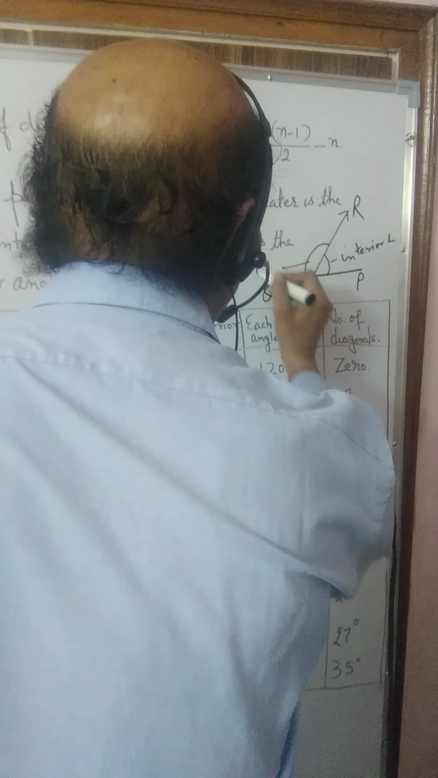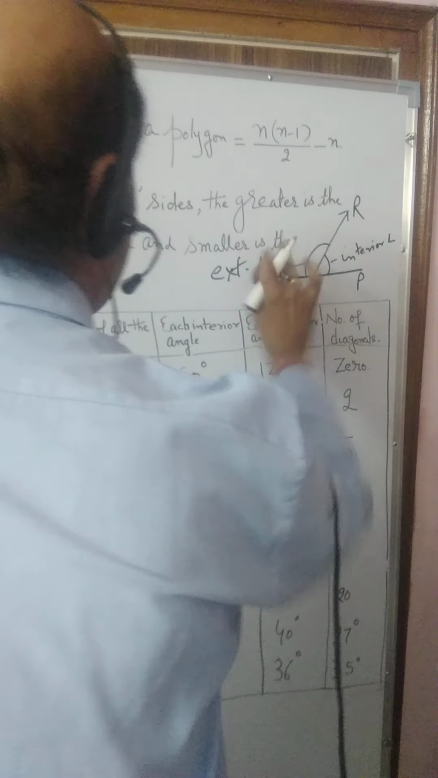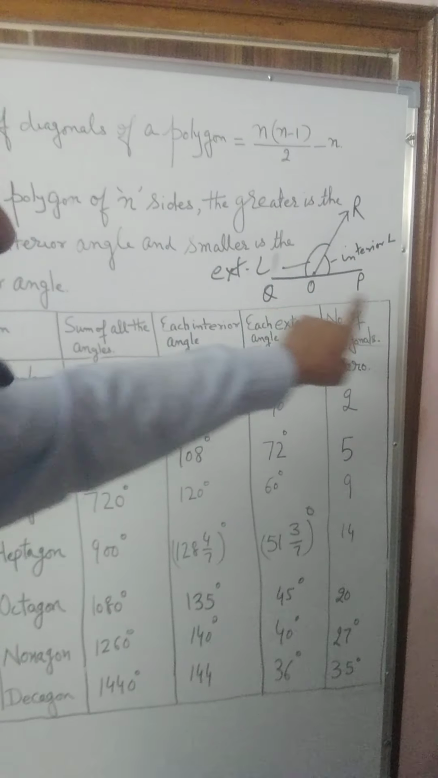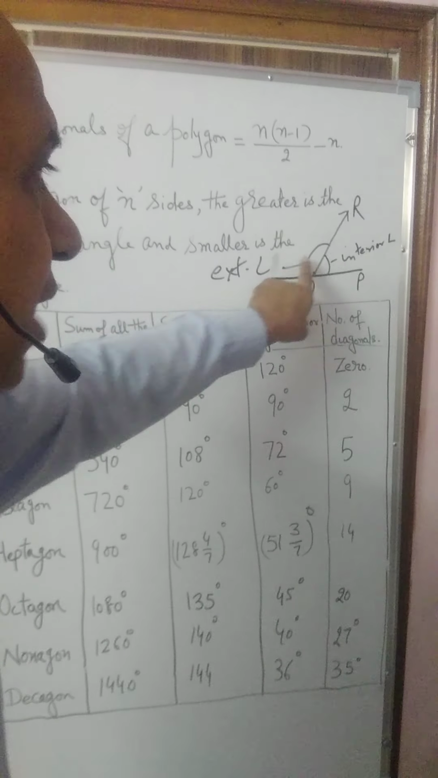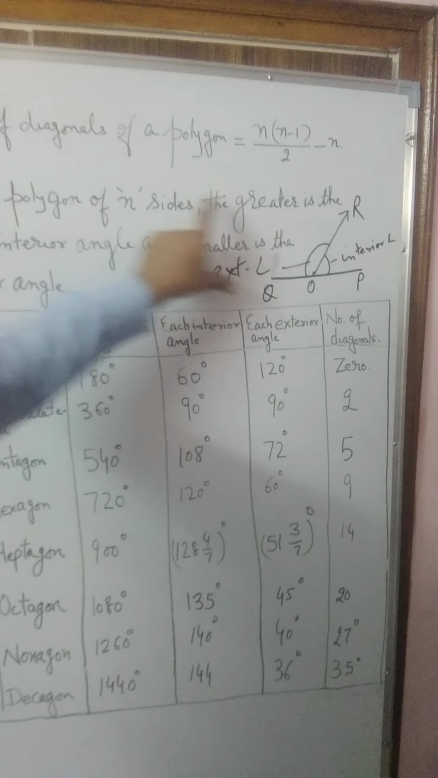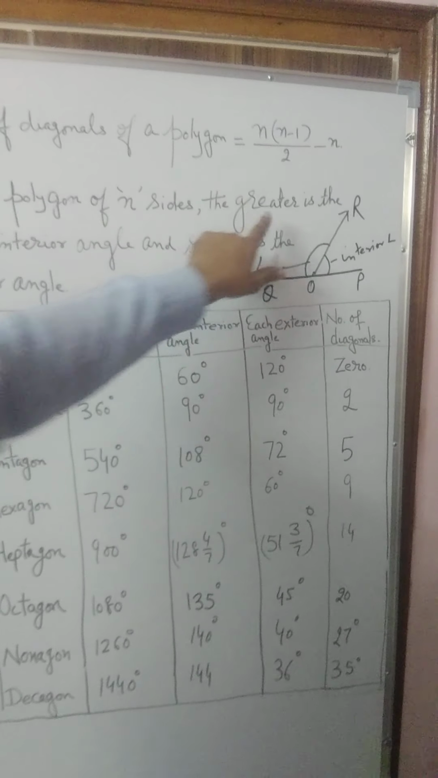This one is interior angle and this one is exterior angle. Now see here, the sum of exterior angle plus interior angle, their total is always 180 degrees, and interior angle is always less than exterior angle. This is what he wants to say, that in any polygon of n sides we will have this property.